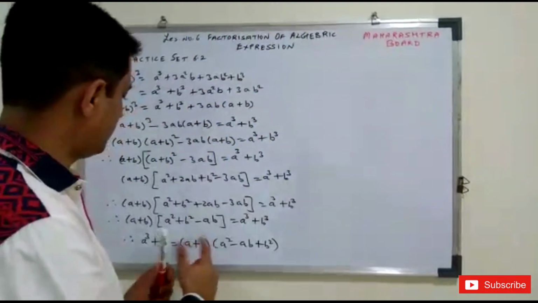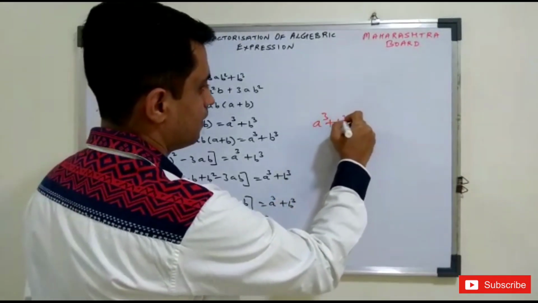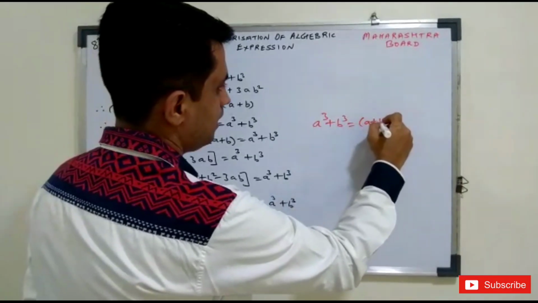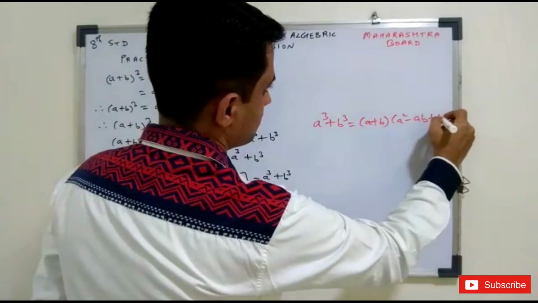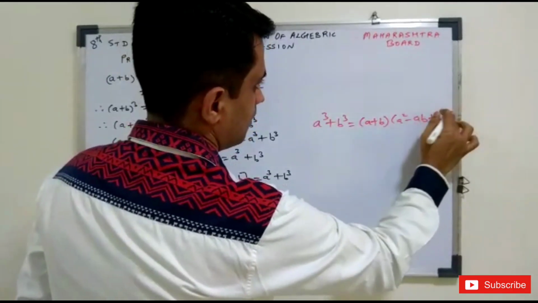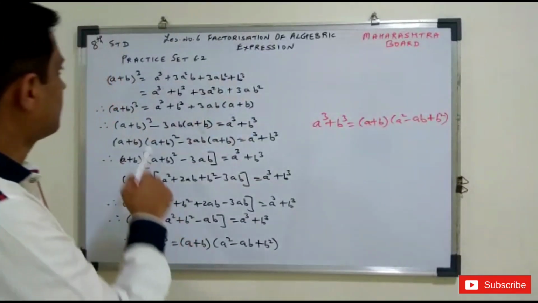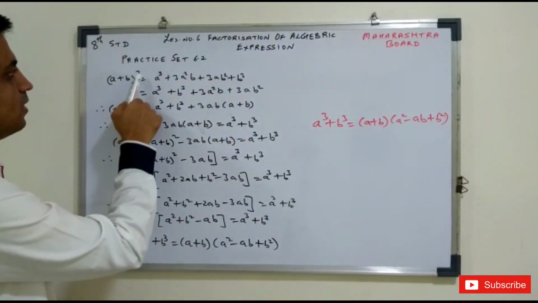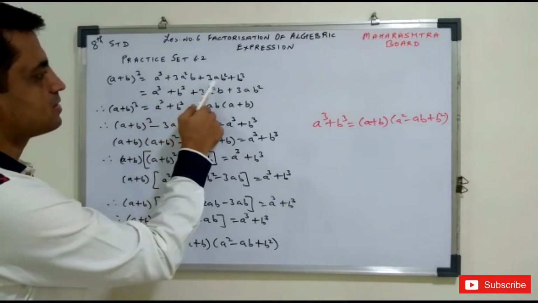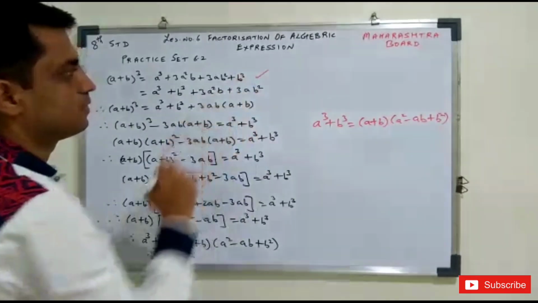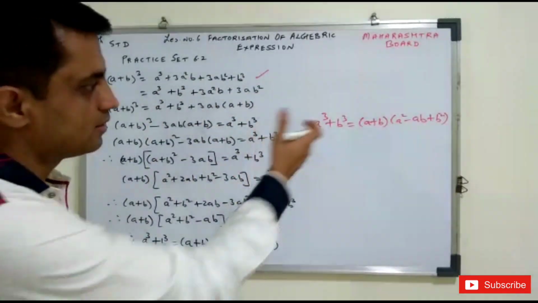Now here we are going to learn a new formula: a cube plus b cube is what? a plus b, a square minus ab plus b square. Now let us see how this formula is derived. First of all, we know a plus b the whole cube is a cube plus 3a square b plus 3ab square plus b cube, that we know. Now from this only we are going to derive that formula.